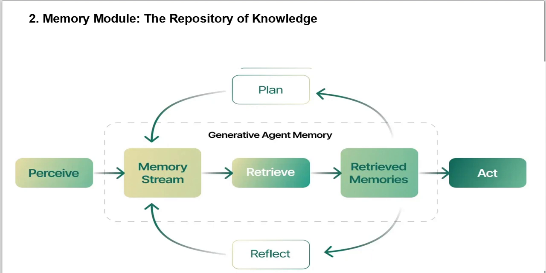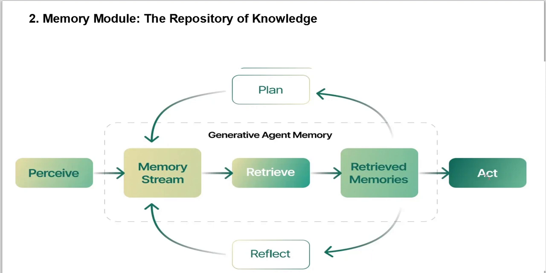So here, the agent perceives, then it goes into the memory stream, then retrieval. It retrieves the memory to plan and to reflect, then again updates the memory system, and from the retrieved memories it goes to the output, which is the action.